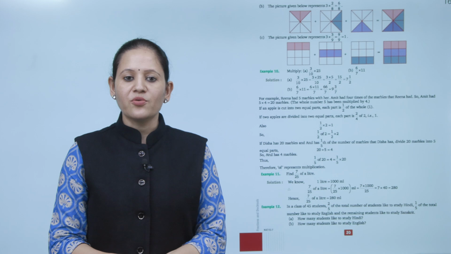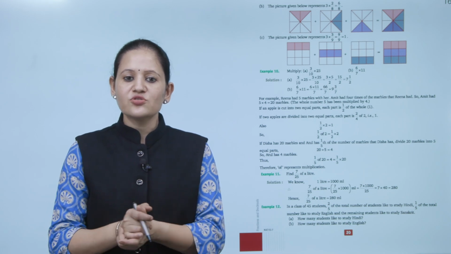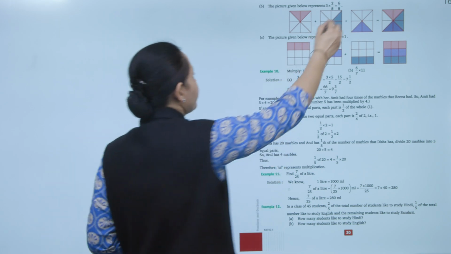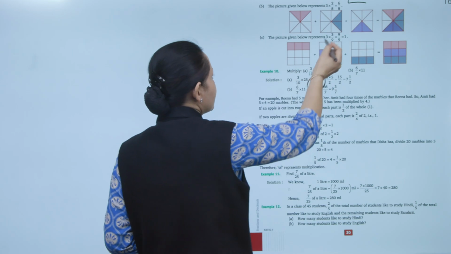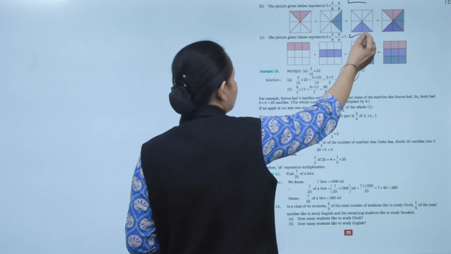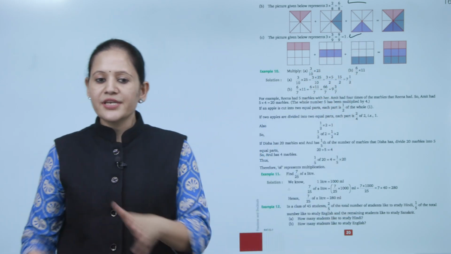The picture given below represents 3 into 2/8, that is 6/8, and this picture represents 9/9, that is equal to 1. Now we will take an example.